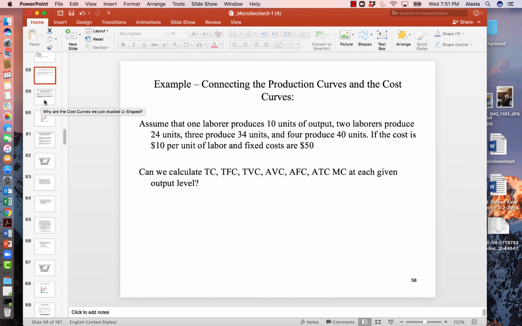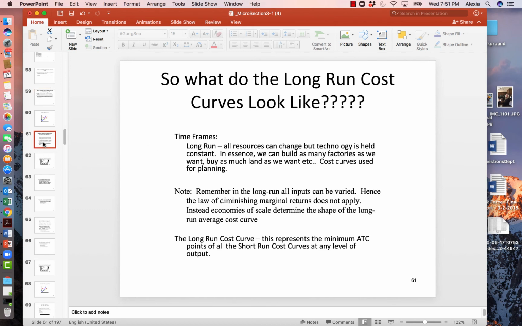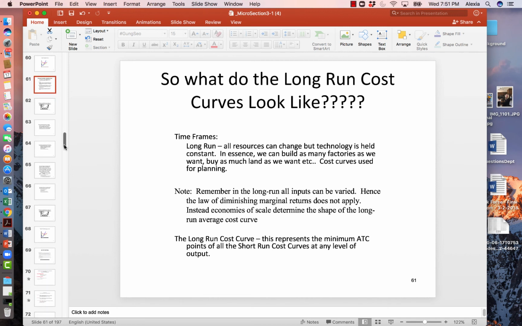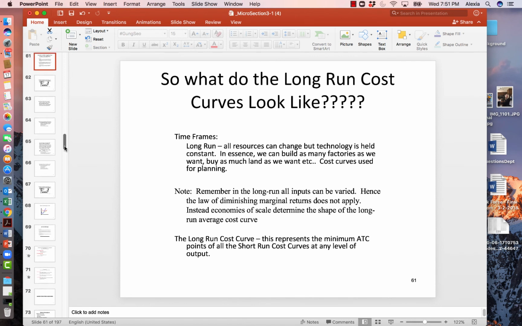All right. So again, we have 3 time frames. We have short run, we have long run, and then we have the very long run. Everything we have done thus far has represented the short run, where we have at least one input fixed. That's where the product comes from. It's the daily operations of the company, and that's what gave us our short run cost curves. There's another time frame in economics, called the long run cost curves. And always keep in mind, long run in economics has nothing to do with an exact time. It could actually be 30 years.